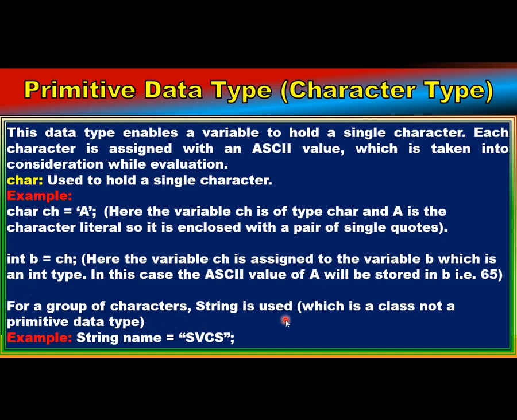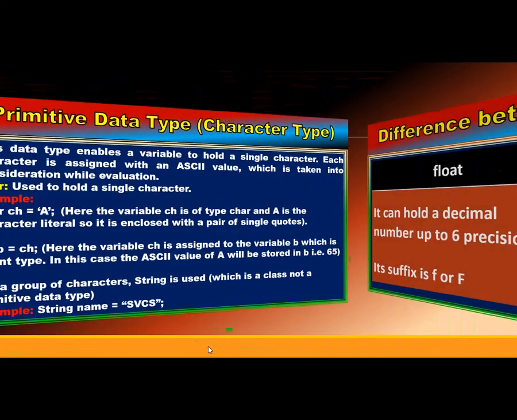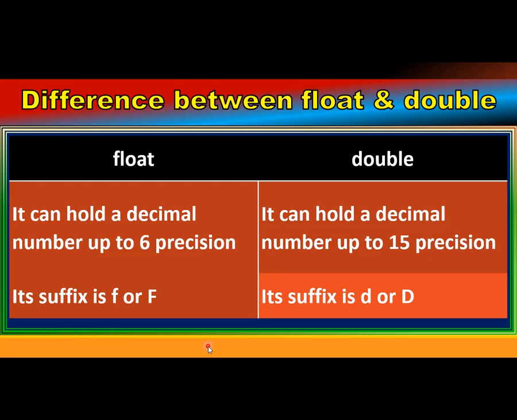Next, for a group of characters, string is used. And remember one thing, string is a class, not a primitive data type. And example, String name = within double quote "SBCS". Next is difference between float and double. Already I have discussed. Float can hold a decimal number up to 6 precision, where double can hold a decimal number up to 15 precision. And the suffix for float is small f or capital F, whereas suffix for double is small d or capital D.